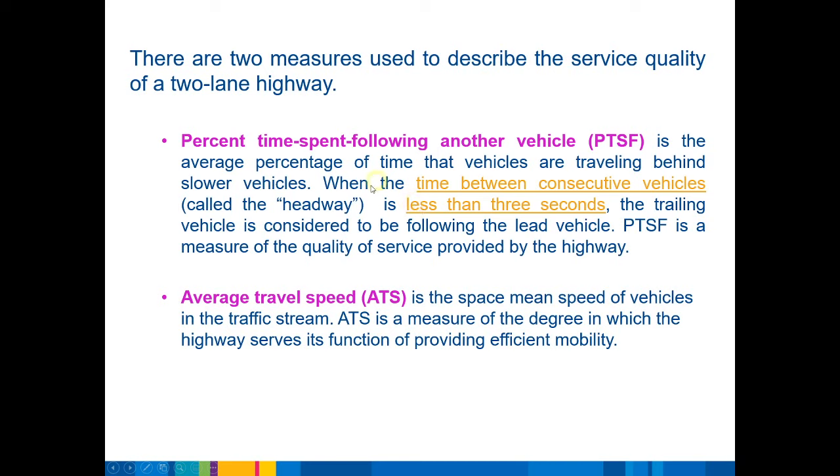Obviously, the best way to improve this figure, the change in time spent following, is to provide overtaking lanes. Now the average travel speed, this is the space mean speed of vehicles in the traffic stream. So this tells us how close to our desirable speed we are able to travel. If we are on a freeway and we're traveling at 60 or 50 or 40, then we are at a significantly lower level of service compared to our expected travel speed of 100 or 110.